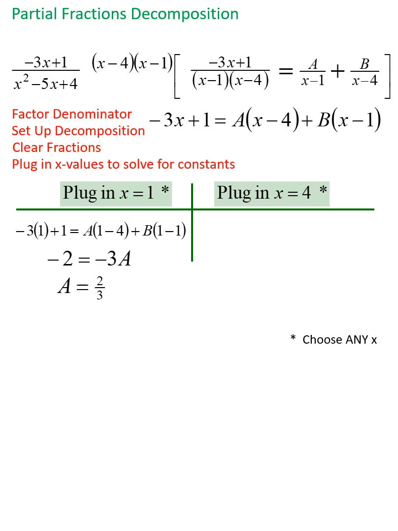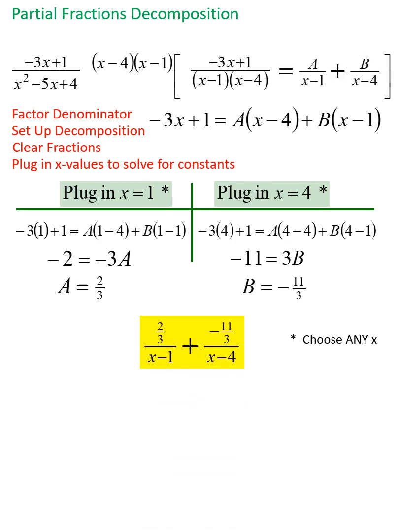Next, I'm going to plug in 4. You'll notice when I take this equation and plug in 4, I get an a times 0 as one of my terms. And since a times 0 is 0, this becomes a real easy equation to solve for b. So I've now solved for a and b, which in some sense was my original goal, because my decomposition now becomes this.